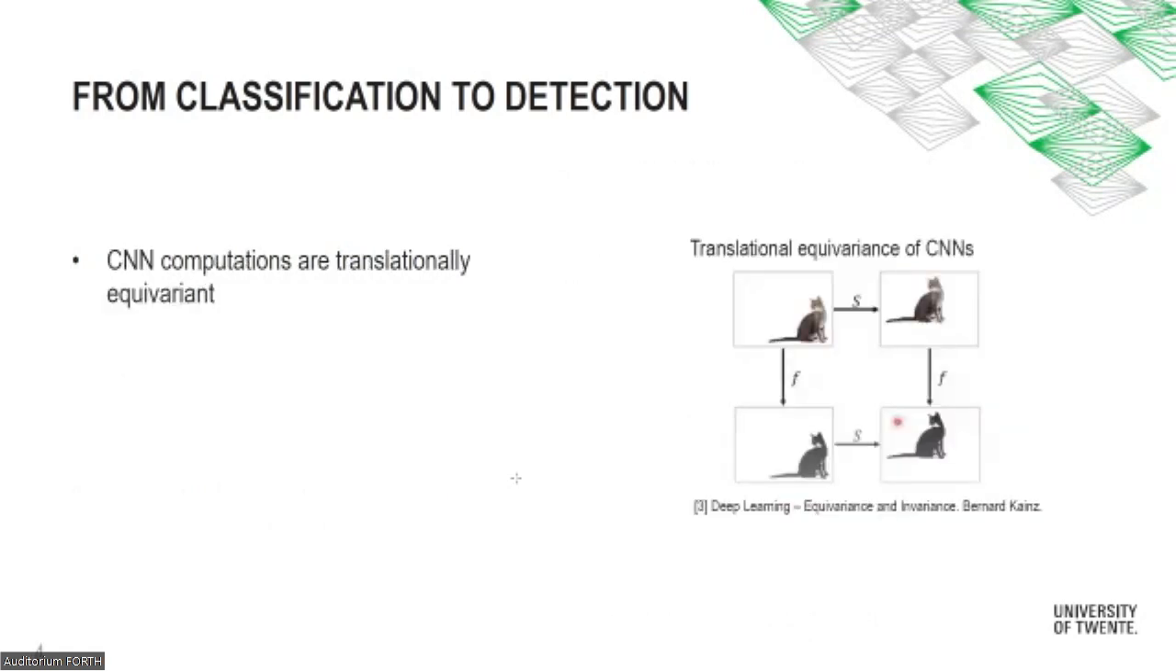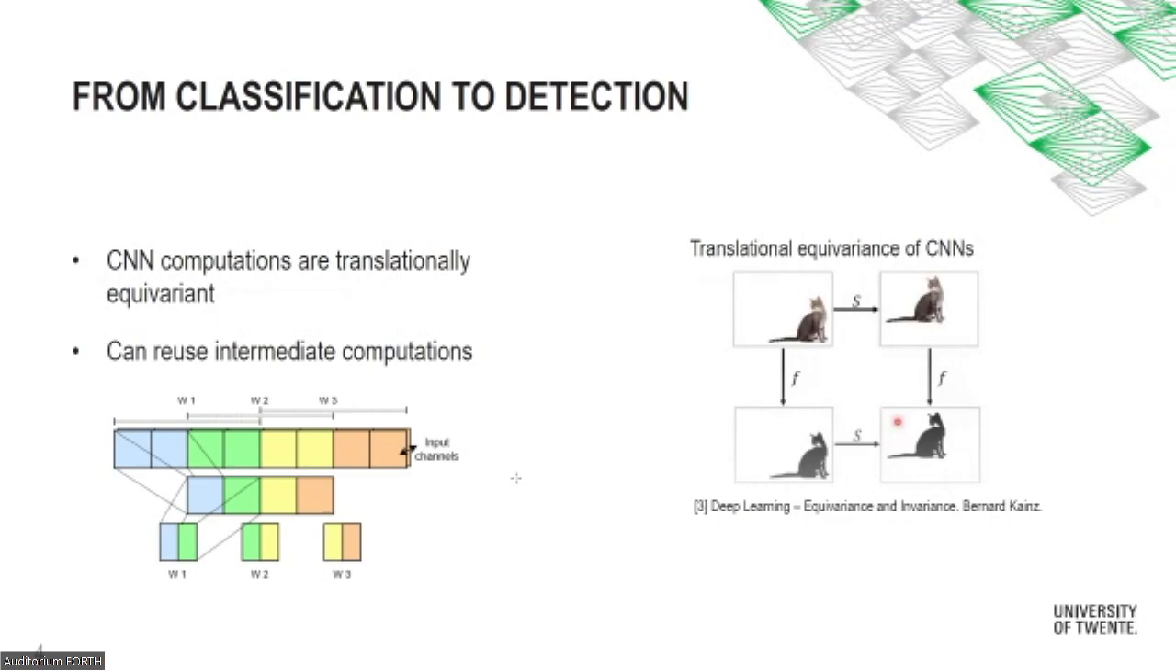So why is that? CNNs are translationally equivariant, which means that the input of a CNN in one position leads to an identical output if it's in another position, as you see in this example over here. Shifting the position of the input does not change the output, only the position of the output.